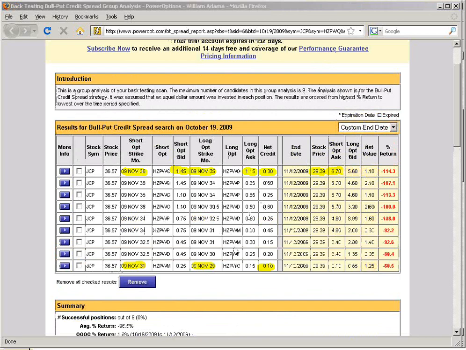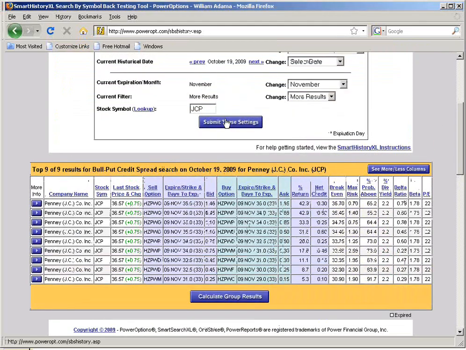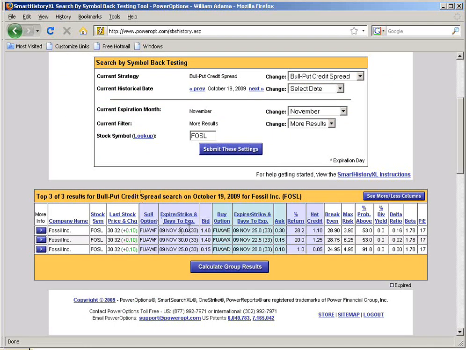Let me think here. Let me go back. Let me go into the search by symbol for the bull put credit spreads. Okay, and instead of JCP, I'm going to look at Fossil, because I think Fossil has done something a little different. I'm going to keep the same date. We're going to search on October 19th, leave the expiration for November. And we have more results, so we've got some combinations. On October 19th, Fossil was trading at 30.32.